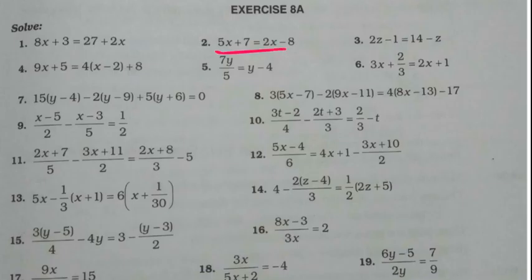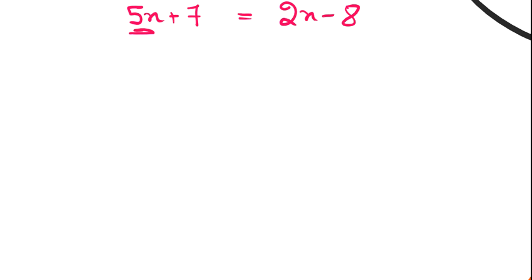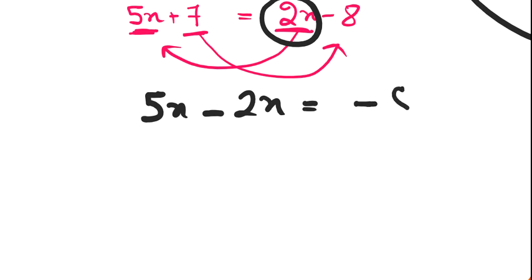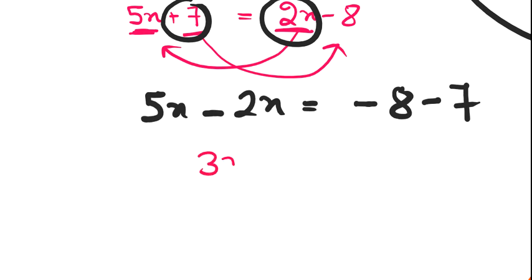So let us see, suppose we are taking this equation. Okay, number 2, it's saying that we need to solve. We need to solve means we need to find the value of x. First, to find the value of x, we will bring the x here and we will take the constant part there. Clear? So 5x minus, why minus? Because 2x is positive. Minus 2x equals to minus 8, and this plus 7 will go there, will become minus 7. So we can say it is 3x equals to minus 15.